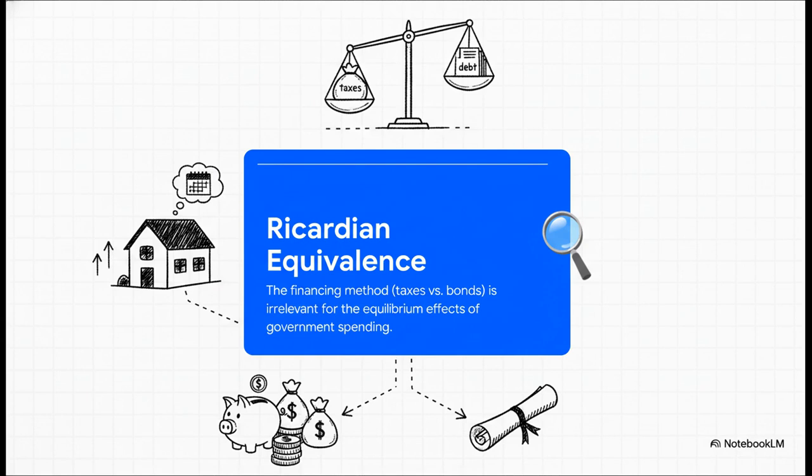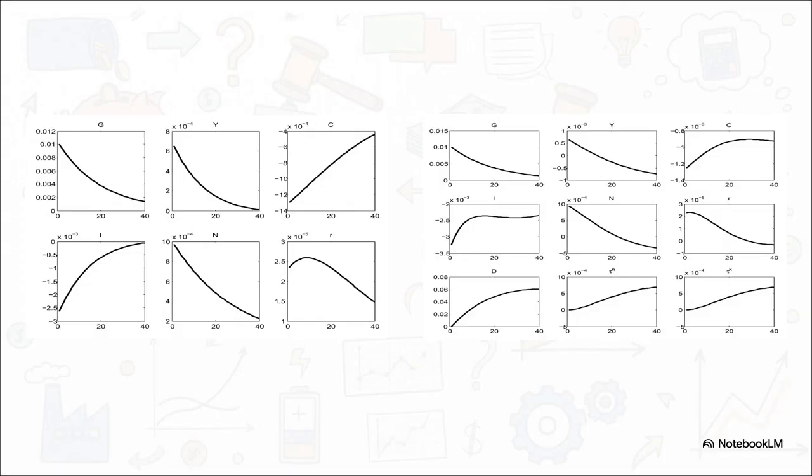The theory goes like this. As long as people are smart and forward-looking, and taxes are lump sum, it makes no difference whether the government pays for its spending with taxes today or with debt. Why? Because rational households know that government debt is really just a tax bill that's been postponed. It doesn't actually make them feel any richer, so they don't change their spending habits. But what if taxes aren't lump sum?